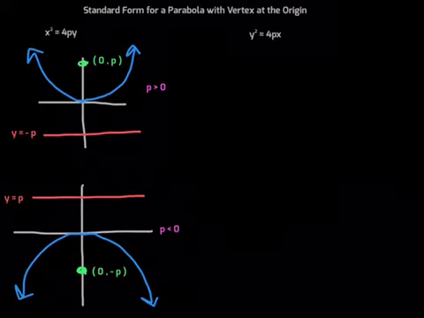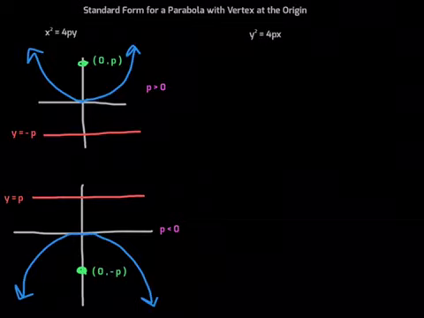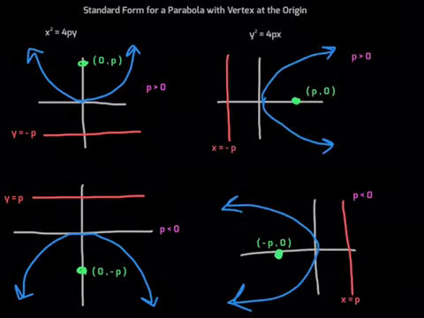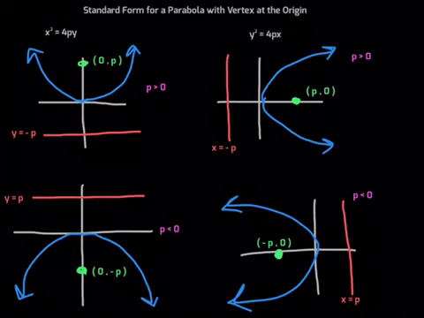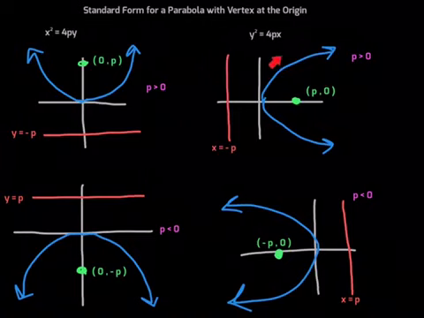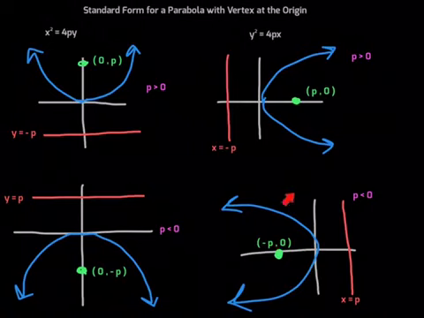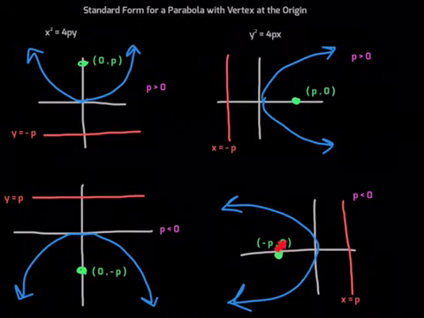Okay, now let me show you what this parabola would look like when y is being squared. When y is being squared, then you either have a parabola opening right or to the left. Here are the pictures. When y is being squared and p is positive, then you have a parabola opening to the right. When y is being squared and p is negative, you have a parabola opening to the left. Notice that the focus for each of these cases is inside, trapped within the parabola.